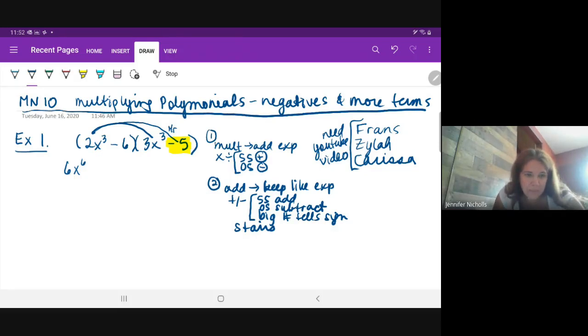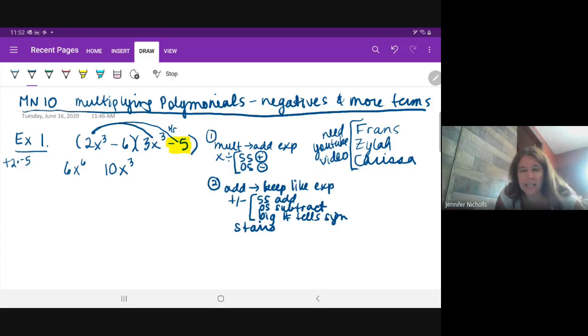Okay, so what's 2x to the third times 5? Forget the positive or negative sign. Yes on the 10, yes on the x to the third. So we're going to put 10x to the third. Okay, now what we have to pick is you just multiplied a positive 2 times a negative 5.